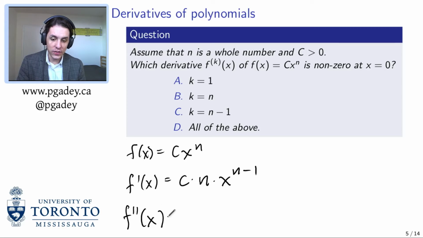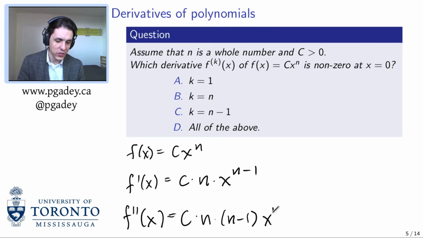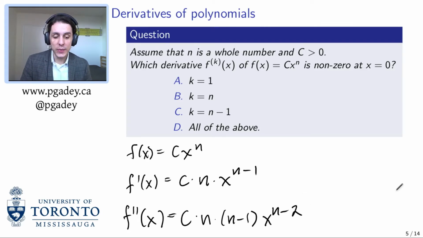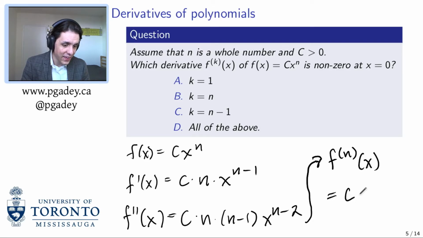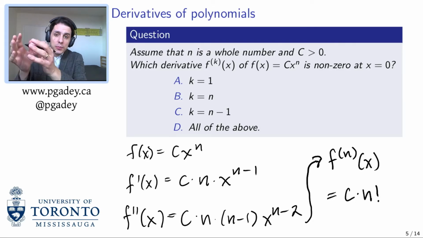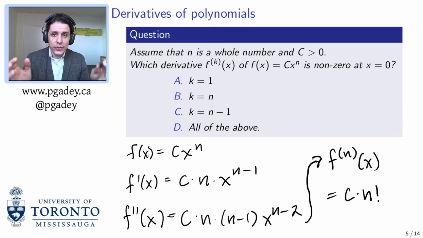Our second derivative will be c n times n minus 1 x to the n minus 2. And we can keep going like this. We can keep taking derivatives all the way until we get to the nth derivative. So that will be c n factorial, right? We'll take the product of all the values down to 1.